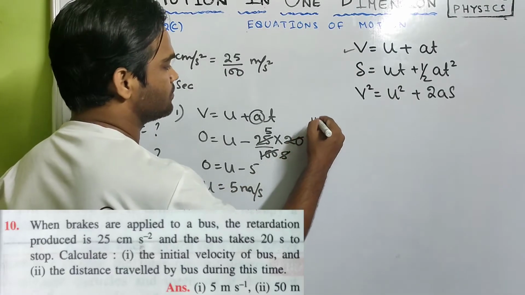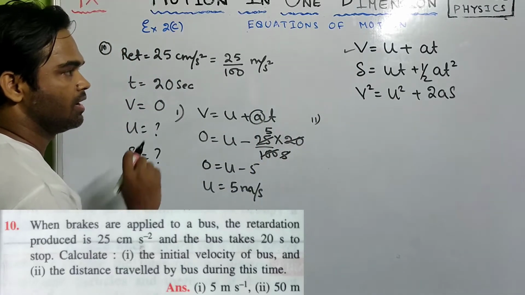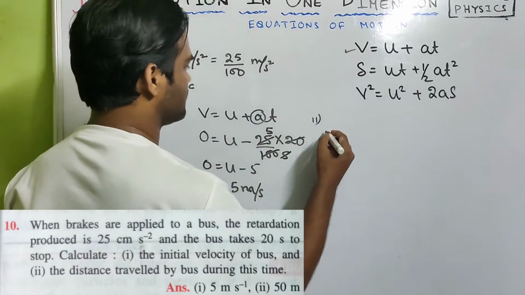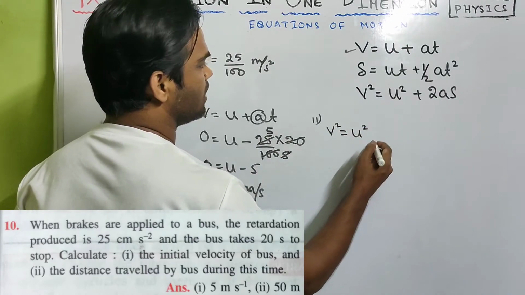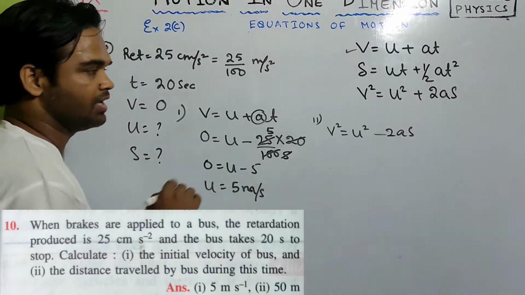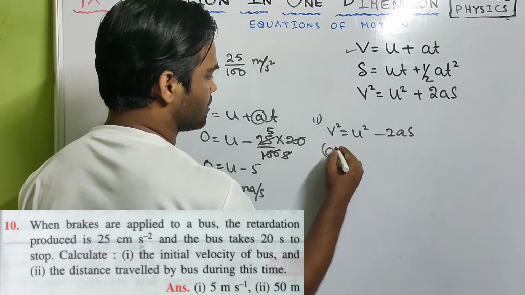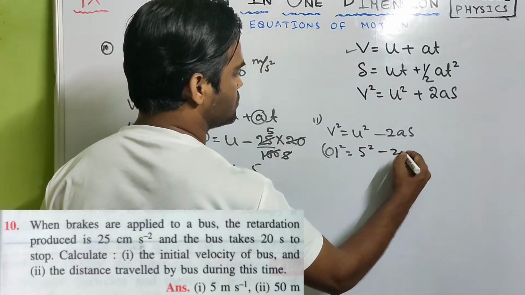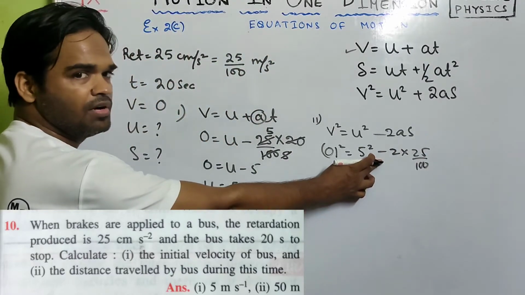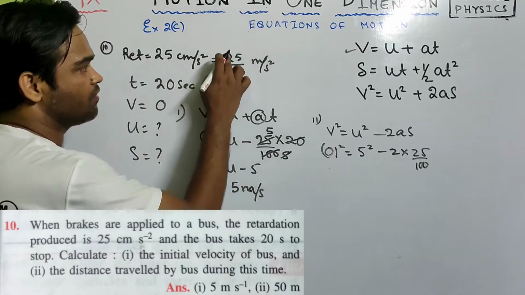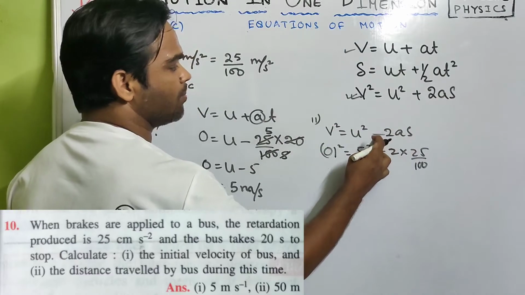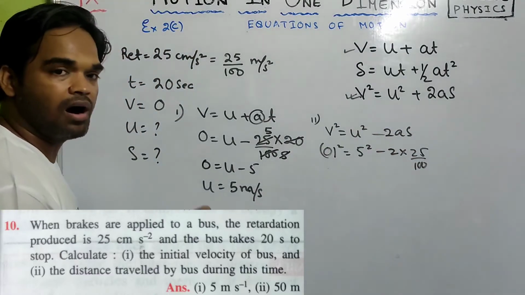Now, distance. If you look carefully, we can use any one of the formulas. I'm using this formula: V square equals U square, again I'll write minus 2AS. Why minus? Because of retardation. So V is 0, U is 5. 25 minus 2, 25 by 100. Negative sign I have given already. Retardation was 25 by 100. So instead of A I am writing minus 25 by 100.